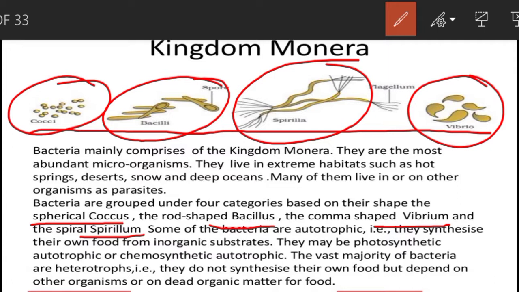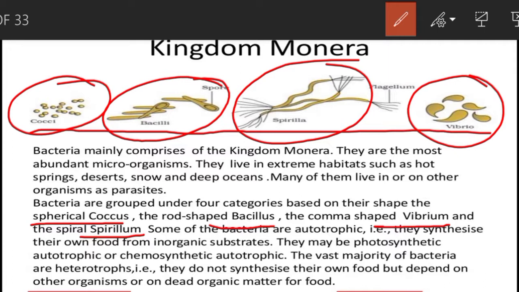A bacterial cell is covered by mucilage. It is a sticky liquid. It is differentiated into cell wall, plasma membrane, cytoplasm, nucleoid. In our last video, we have learned about nucleoid. Plasmids, inclusion bodies, flagella, pili, and fimbriae. Membrane-bound organelles are absent.